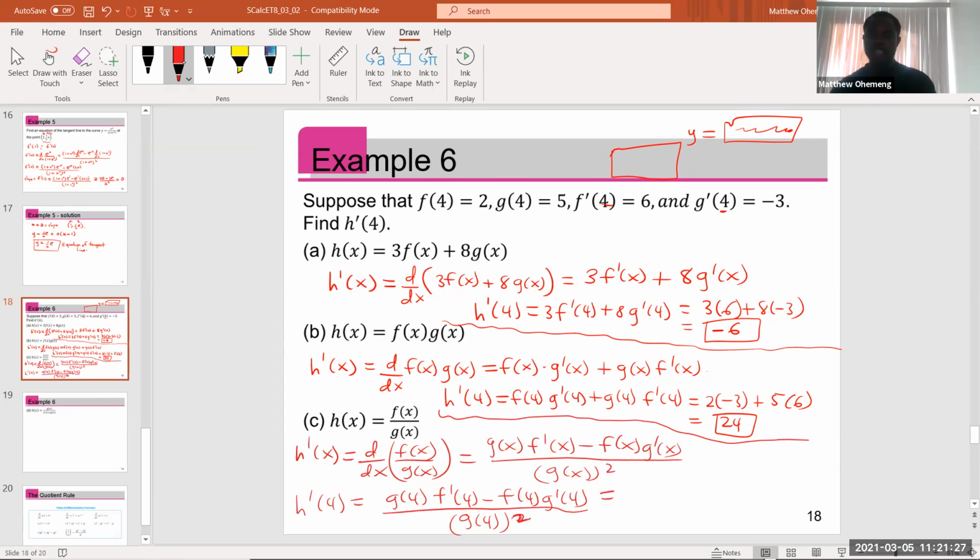Now let's just pick the numbers and plug them in. g of 4 is 5. f prime of 4 is 6. Minus f of 4, which is 2, and g prime of 4 is negative 3. All over the square of g of 4, which is 5 squared. Putting everything together, you have 5 times 6, that's 30, minus 2 times 3, that's 6. So that's 36 over the square of 5, which is 25. And that's our answer.